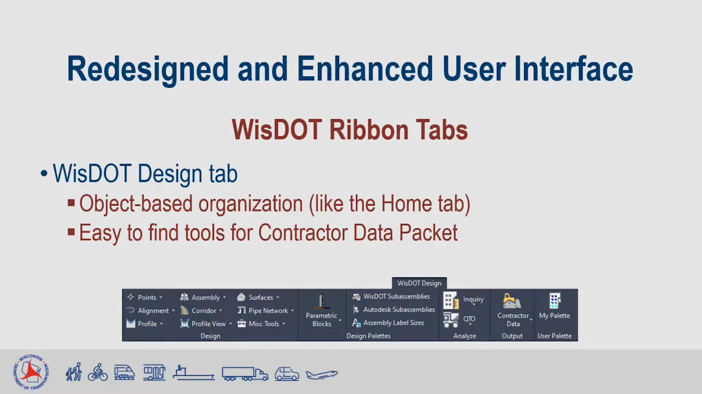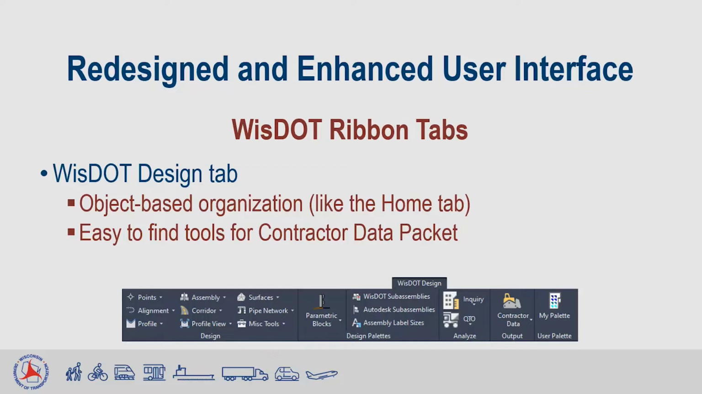And what we're trying to do here is mimic what you see on the out-of-the-box Civil 3D Home tab. So things are sort of arranged the same, where you have in mind, okay, what object am I dealing with? And then you go to that menu and you find the tool you're looking for. The Design Palettes panel is where you access various design palettes for blocks and subassemblies that you use in roadway design. The Analyze panel includes tools that you'd use for making measurements, tools that are useful for quantity takeoff.